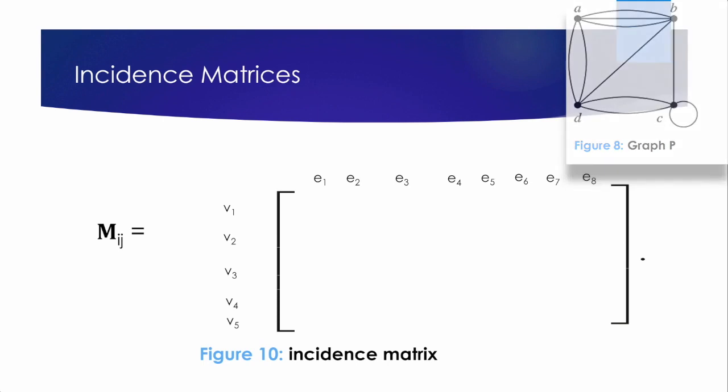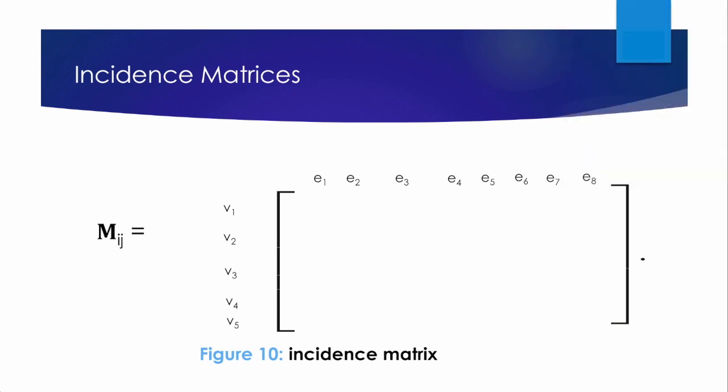Another common way to represent a graph is to use an incidence matrix. But first, we need to understand what we mean by incidence matrix. The incidence matrix is usually denoted by M instead of A. There is only one key difference. We still are going to be labeling our rows by vertices, but now what we need to do is to label the columns by edges. Figure 10 is showing an example of an incidence matrix with 5 vertices and 8 edges.